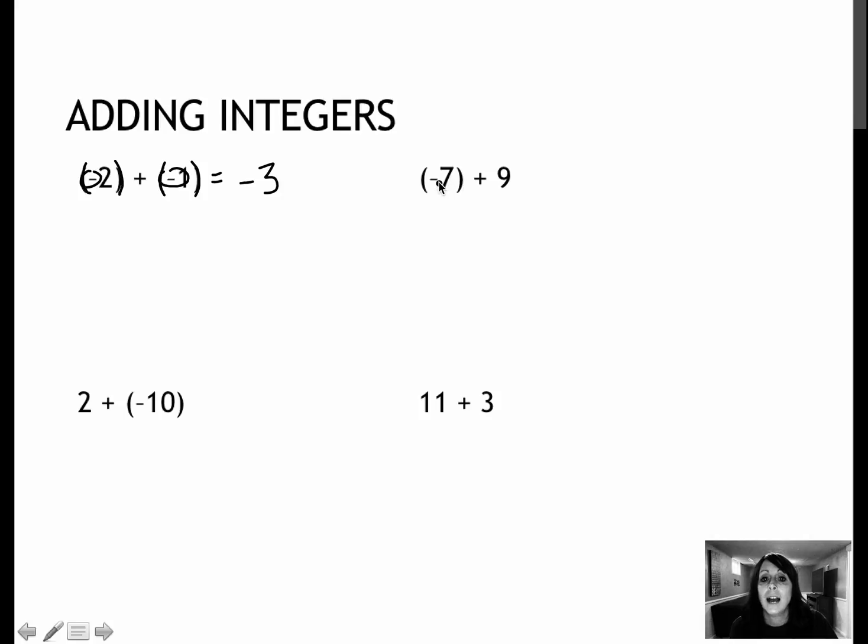For my second, I have a negative and a positive. Those are different signs, so I find the difference between 9 and 7, which is 2, and give it the sign of the bigger number, which is positive, so my answer is positive 2. For my third, I have a positive and a negative. Those are different signs. I find the difference between 2 and 10, which is 8, and give it the sign of the larger number, which was negative. And my last, 11 plus 3, both positive, same sign. I find the sum, and since they're both positive, my result is positive.